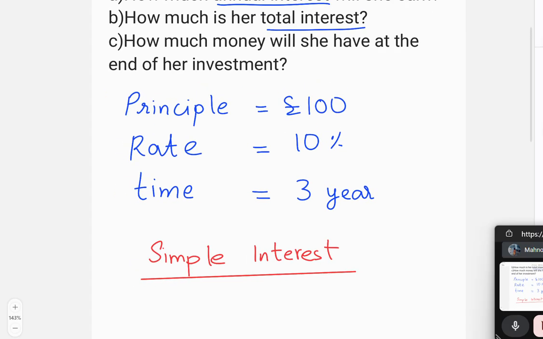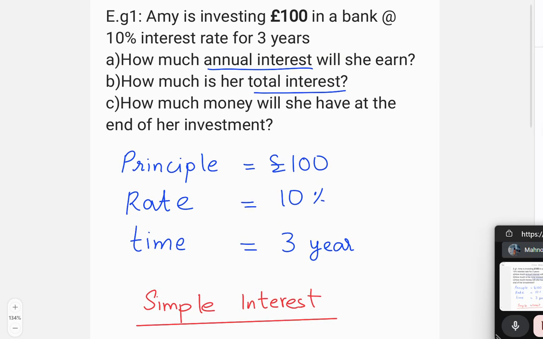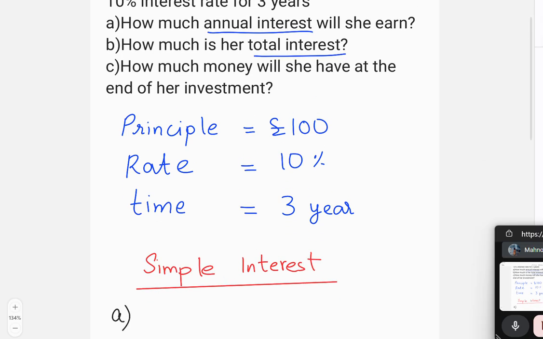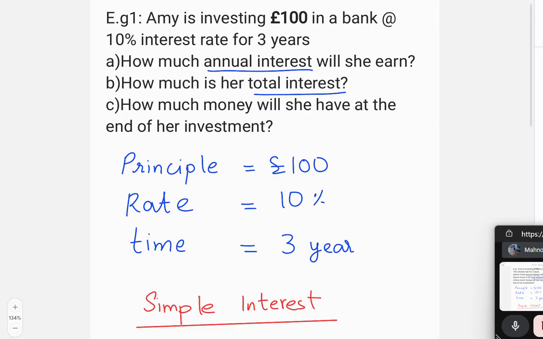This is just an example of how you can differentiate between simple interest and compound interest, and the extent of questions you can get on these topics. So let's work out part A using simple interest. How much annual interest will she earn? First you have to think, what does annual interest mean? Annual means per year. So in each year, how much interest will she earn?